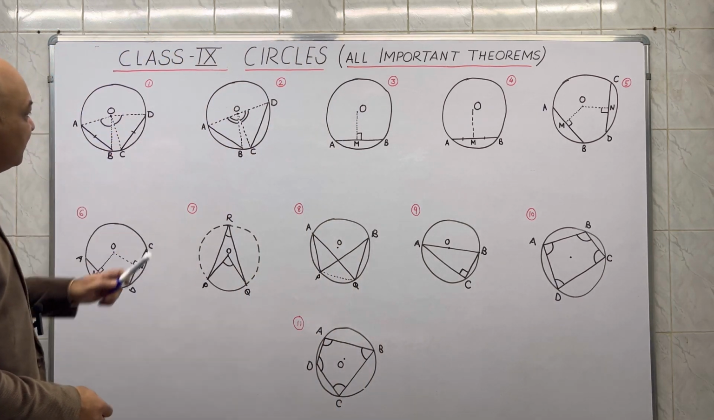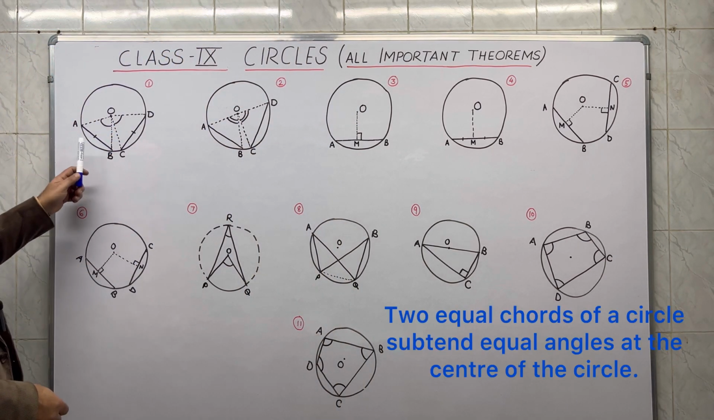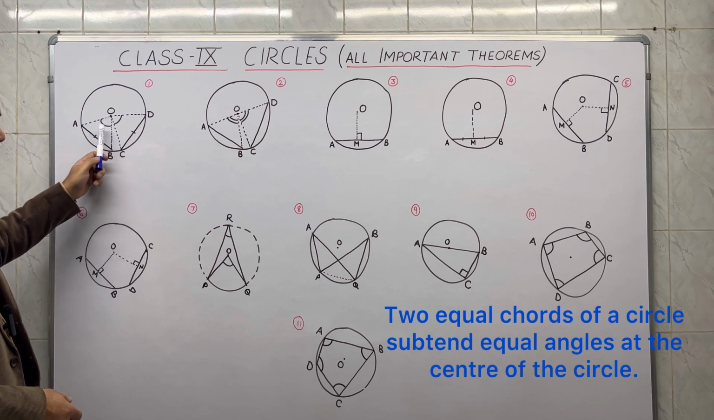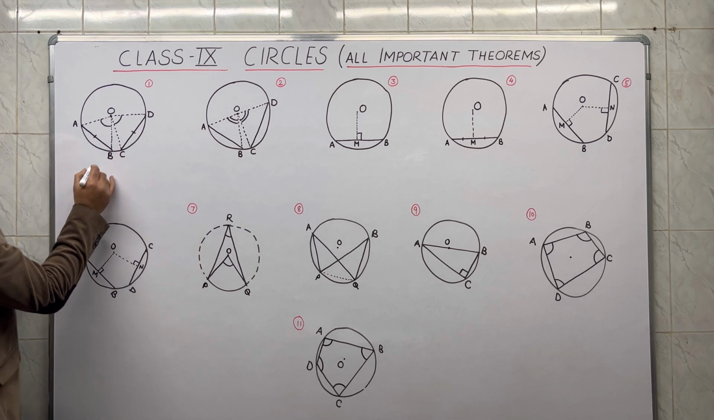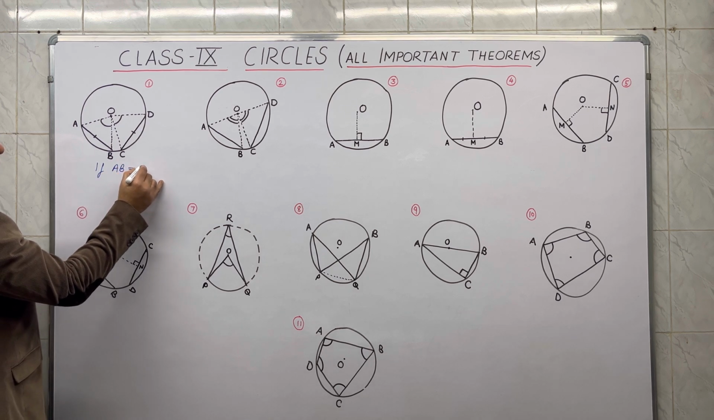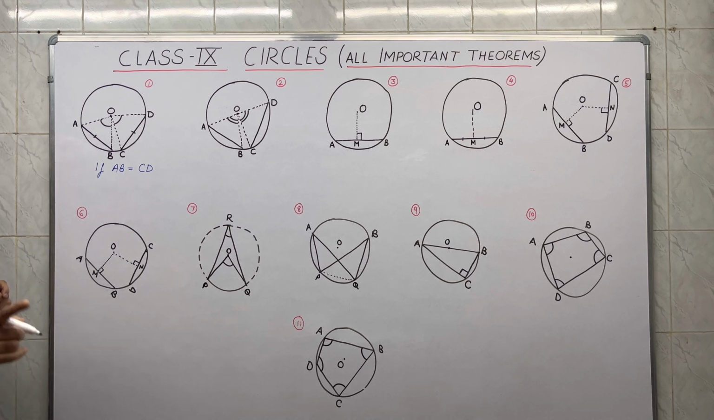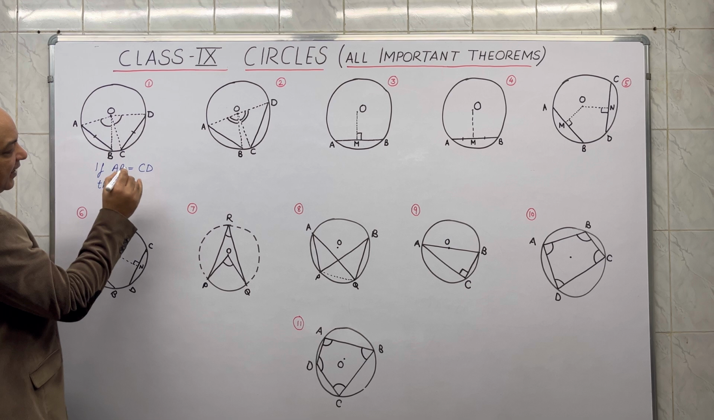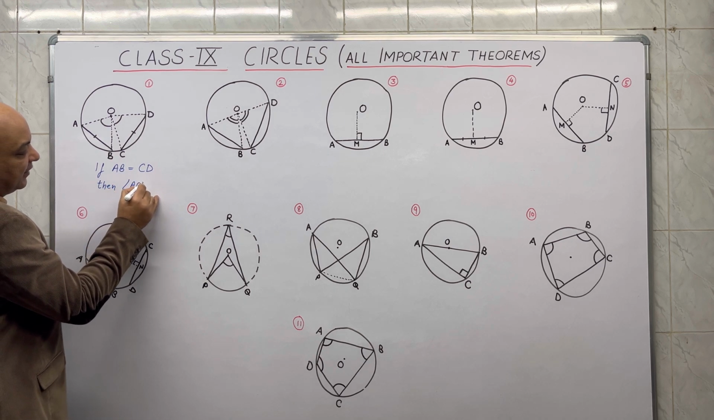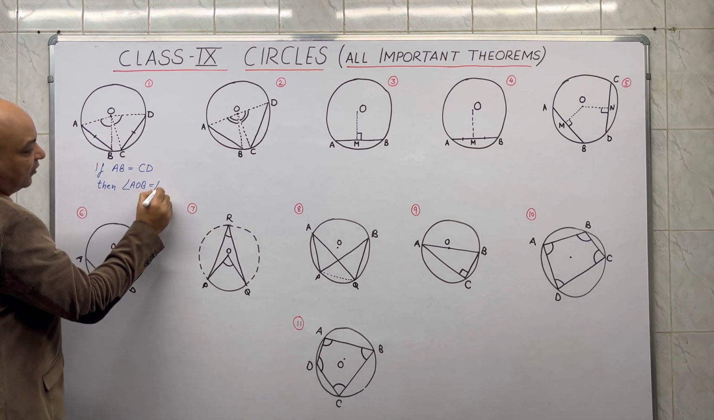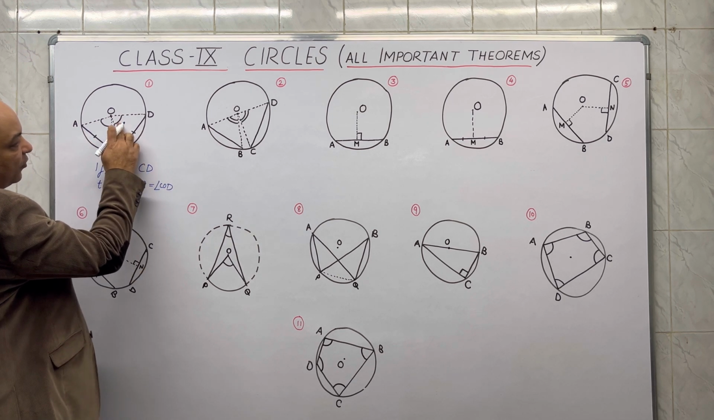Our first theorem of this chapter is that if two chords are equal, then they subtend equal angles at the center. So if I am given that two chords AB and CD are equal, then I can say that the angle subtended by them at the center, that is AOB, is equal to angle COD.